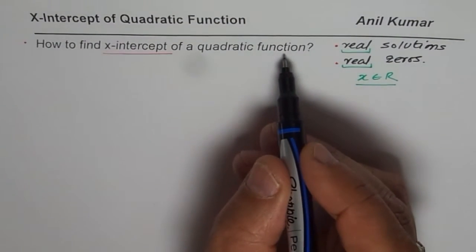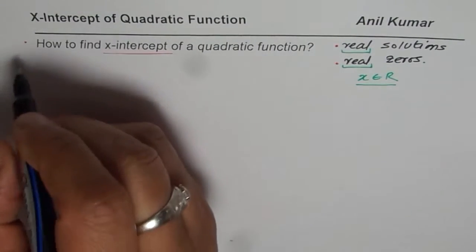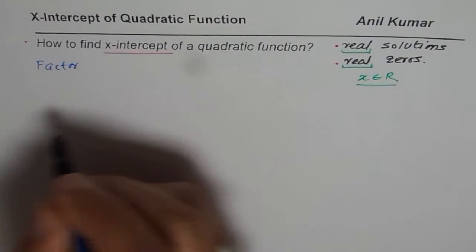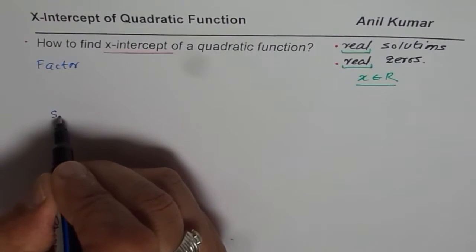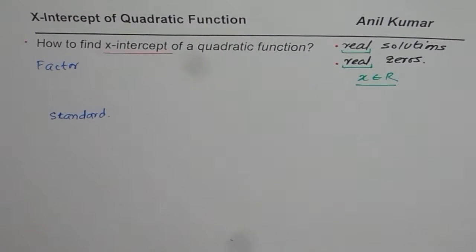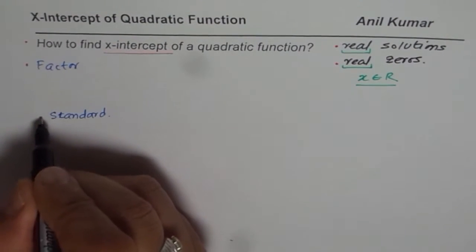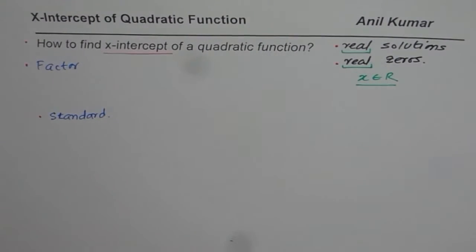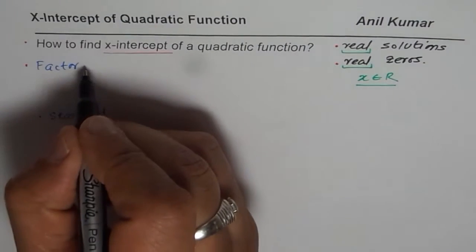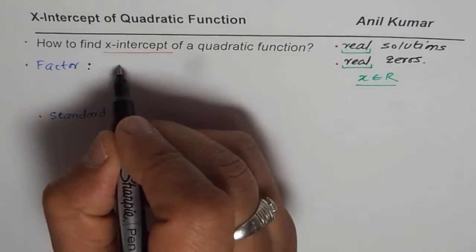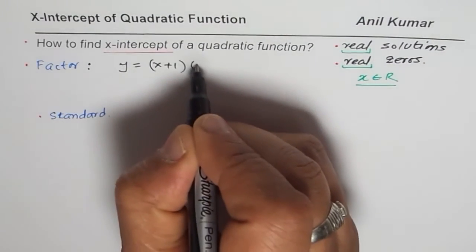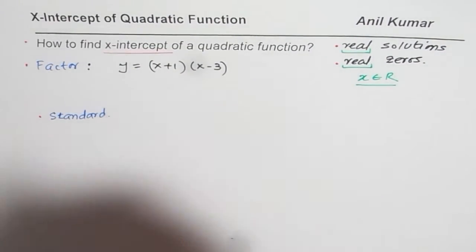Now, quadratic functions could be given in many different forms, right? We could have quadratic functions in factor form. We could have them in standard form, for example. So there are different forms in which we could get quadratic functions. Now, the approach is going to be different depending on the form itself. Let's take a few examples for factor form. So let us say y equals x plus 1 times x minus 3 is the equation.